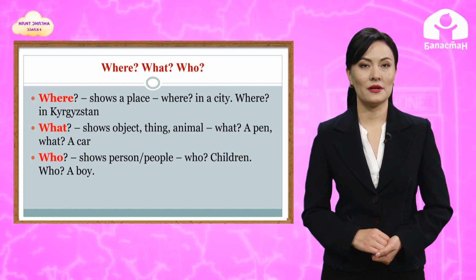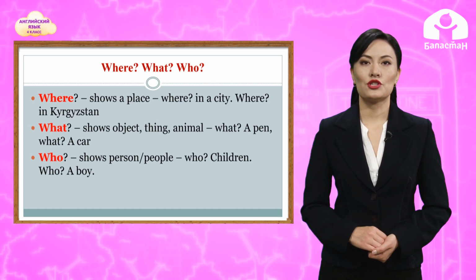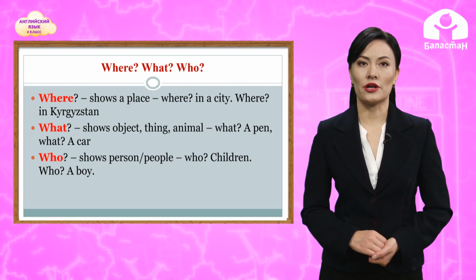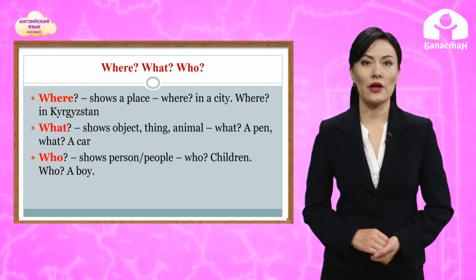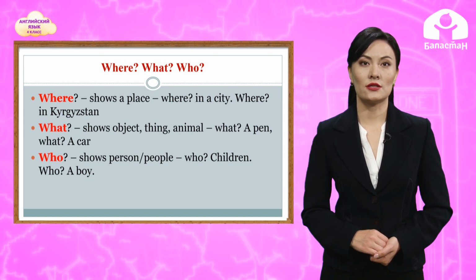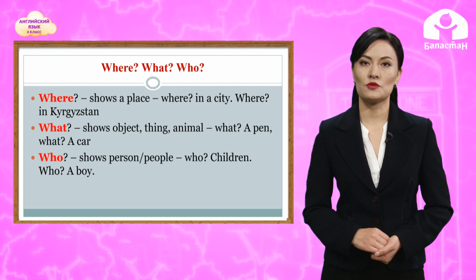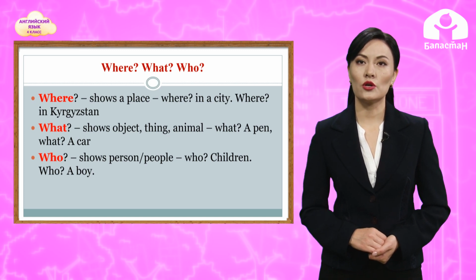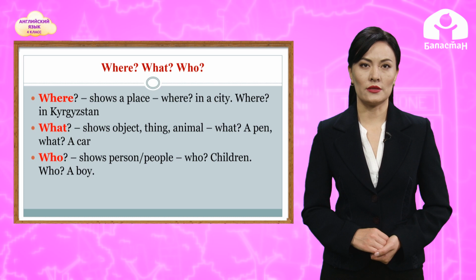Now let's sum up. Where shows a place. Where? In a city. Where? In Kyrgyzstan. What shows object, thing or animal. What? A pen. What? A car. Who shows person or people. Who? Children. Who? A boy.